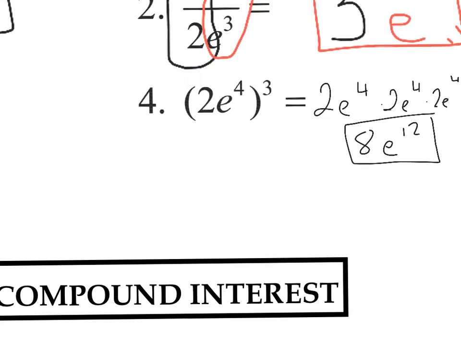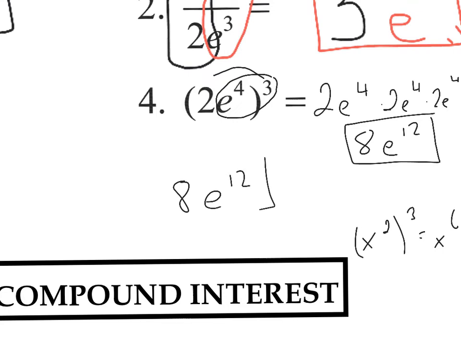That's one method. The second method that you could use is kind of like distributing. 2 cubed is 8. And now, do we agree that this is now a power over a power? Remember on the board I had examples such as x squared to the 3rd, which was x to the 6th. You multiply. So here it will be e to the 12th. Same answer. Okay?